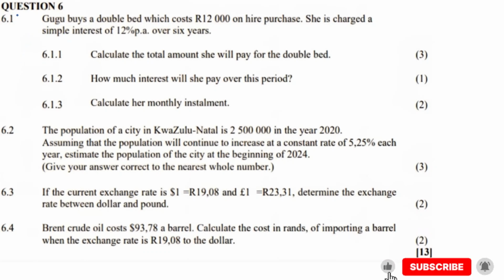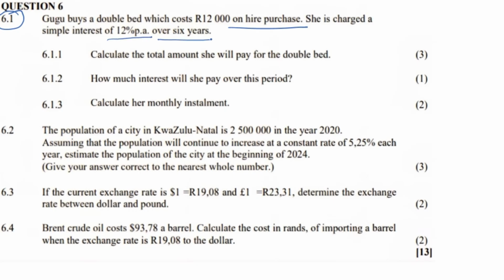This is finance 6.1. It says Gugu buys a double bed which costs 12,000 on hire purchase. She is charged a simple interest of 12% per annum over 6 years. 6.1.1. Calculate the total amount she will pay for the double bed. So we need to calculate the total amount.